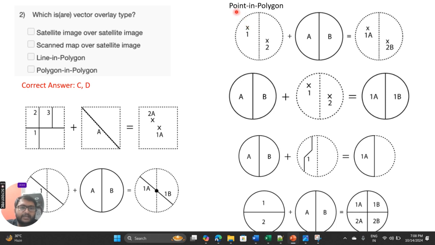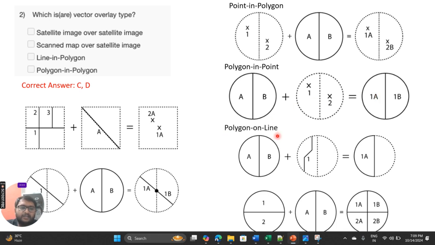So this kind of overlay analysis is known as point in polygon. Then we have polygon on point, which is a reverse operation. So what will happen is it will add the information of the schools inside the districts. So at the end we will have the shapefile of the district, and whatever schools are there will be included in the attribute table of that particular district shapefile.